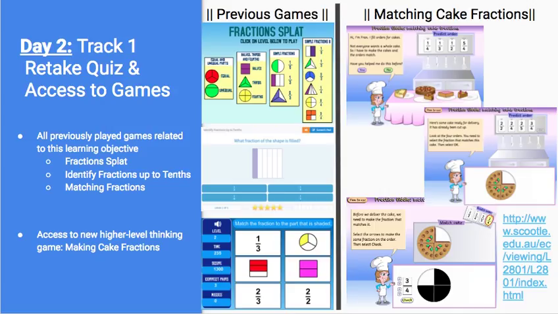The games include Fraction Splat that all students played, the 2 reteaching games, and 1 additional game called Matching Cake Fractions. This game is an extension of the learning objectives and involves some higher order thinking. Students have to make predictions and estimate how many pieces of the cake are left when the cake is uncut. The baker also speaks to explain why they were correct in their predictions to again help reinforce the learning objectives set for this lesson.